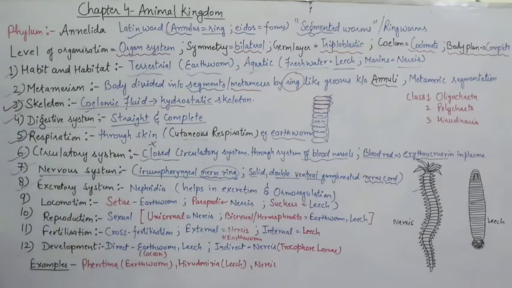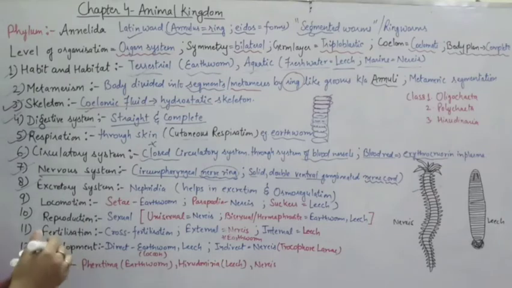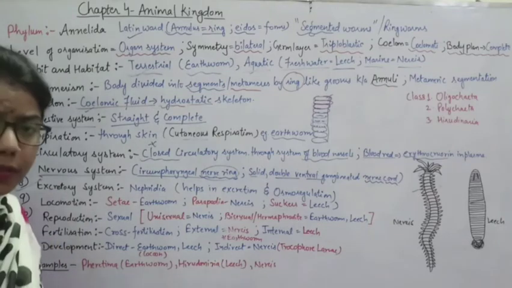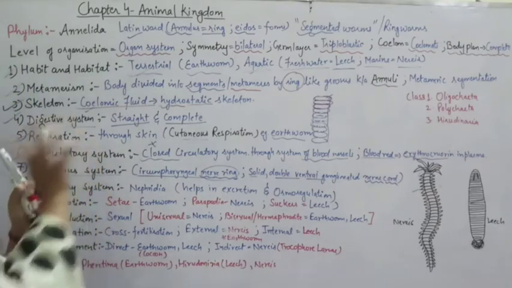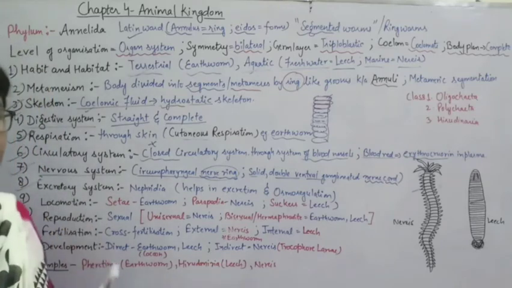Now, if we talk about the excretory system, excretory system is what? For the removal of wastage from the body of the animal. So already we have done about the excretory system.